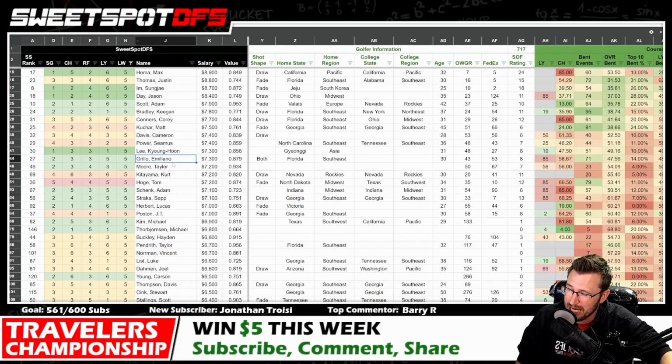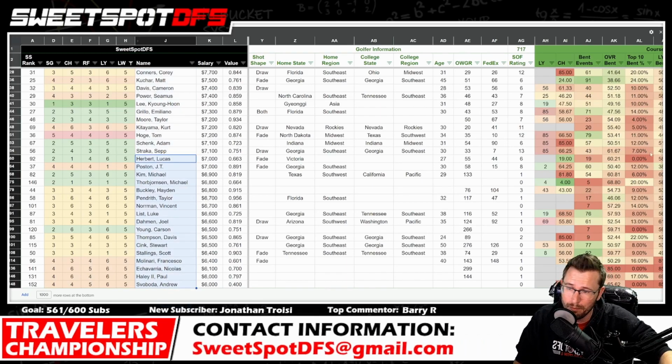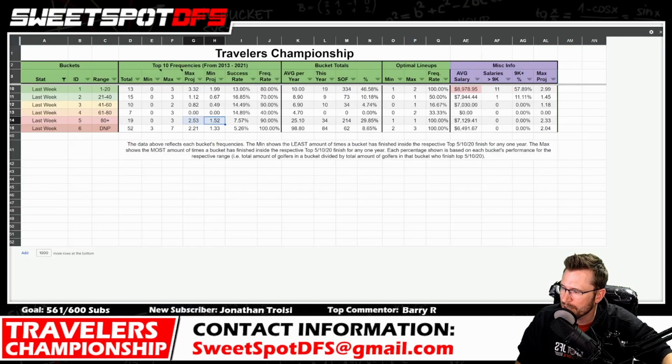But yeah, the projection for this bucket's 1 to 3, and I think that's solid. Again, I think it's one of these three guys, and then you just have to make your decision with the rest of them. I mean, you've got some really cheap golfers down here that can fill out your lineup, but I wouldn't have that much confidence playing them.